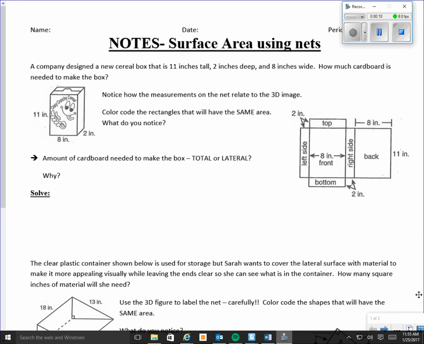Okay, so this kind of leads into what we did over the past several weeks of our two-dimensional shapes. We're still using those two-dimensional shapes, but now we are combining them to make a 3D shape. So let's start with our first example.